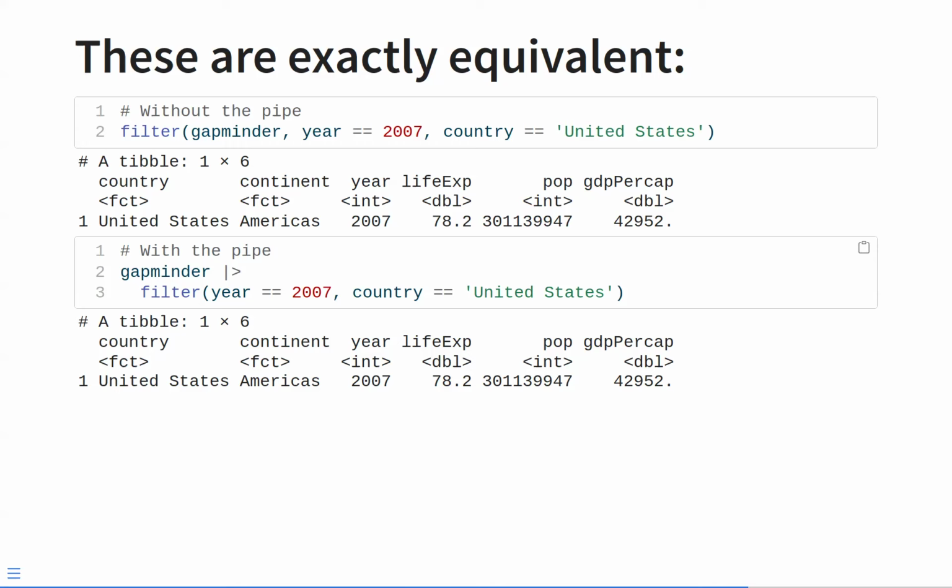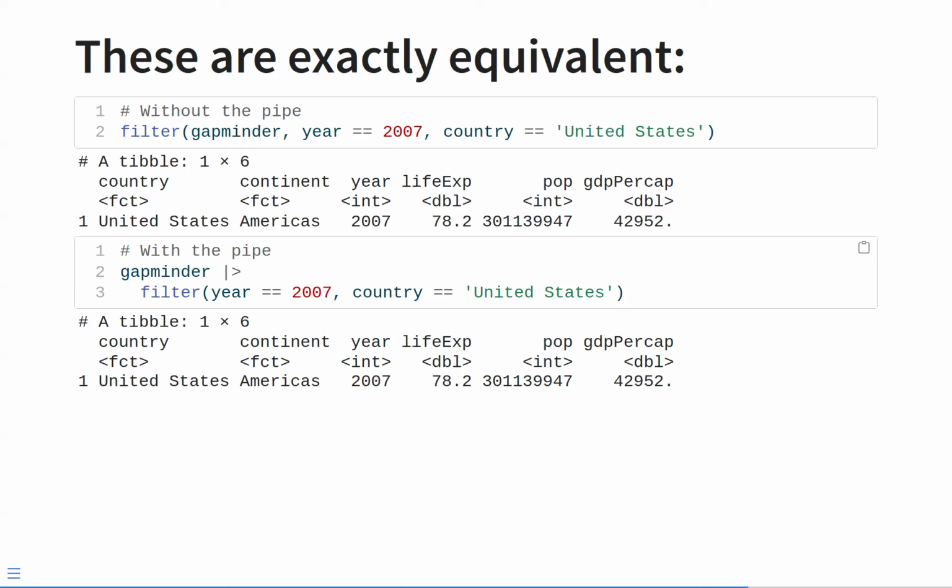So at the top, I'm going to accomplish a particular task without using the pipe. My command is filter, gapminder, comma, year equals 2007, comma, country equals United States. What does this do? Well, this filters the tibble gapminder in order to select the rows for which the year is 2007 and the country is United States.